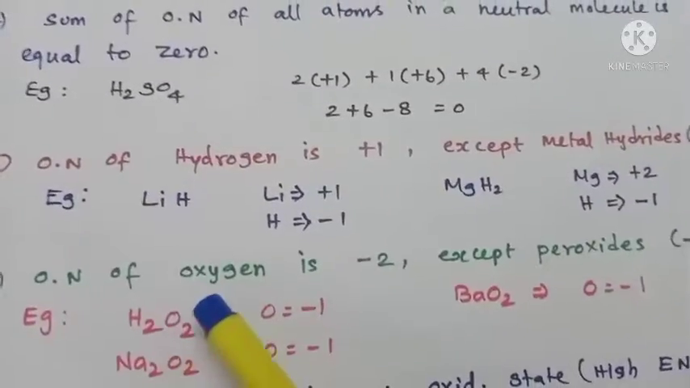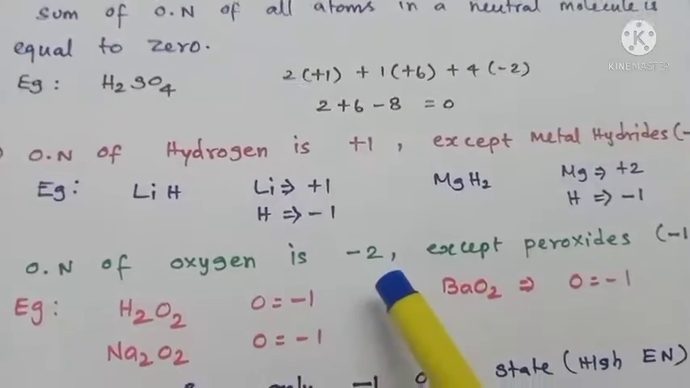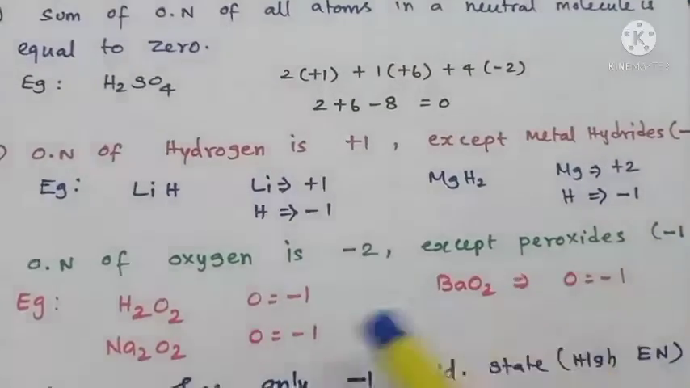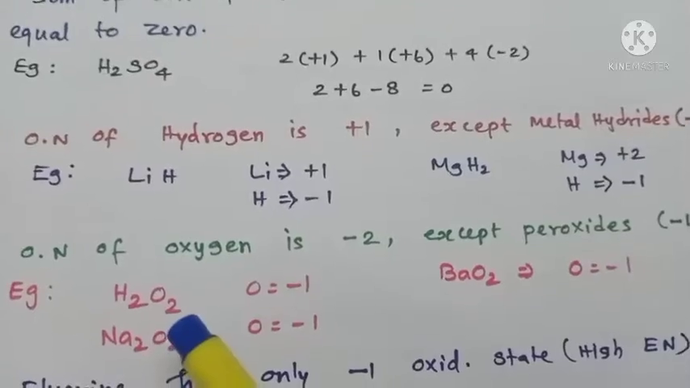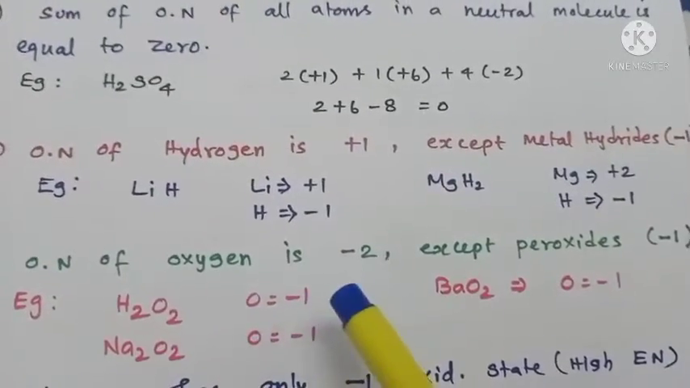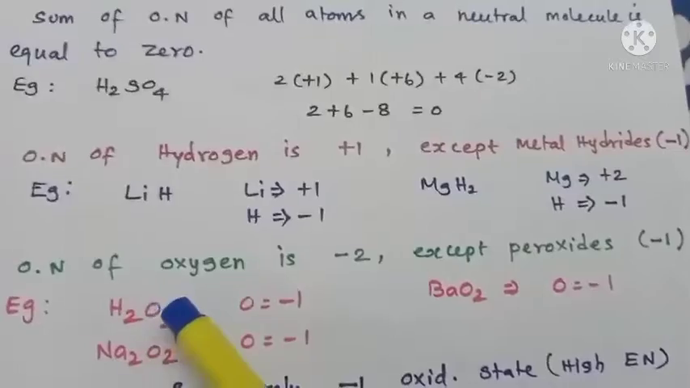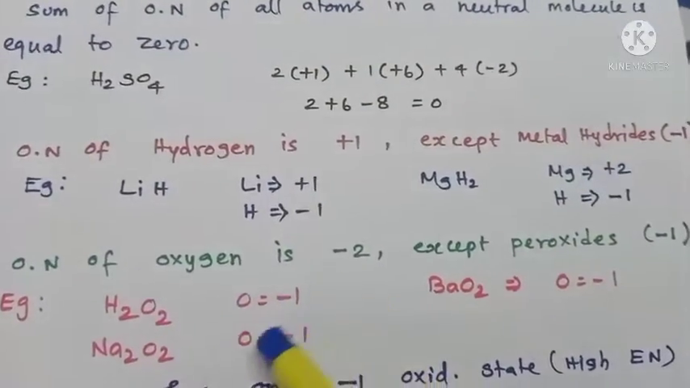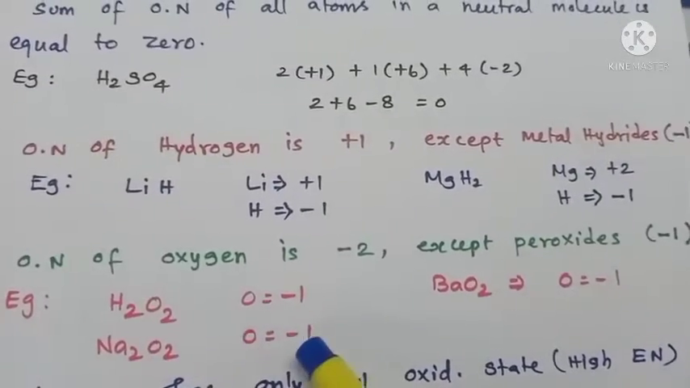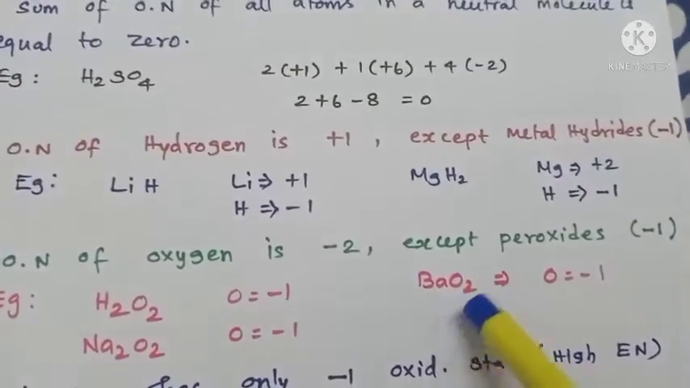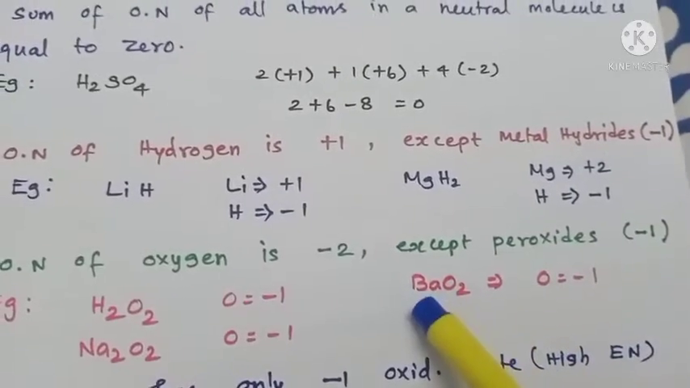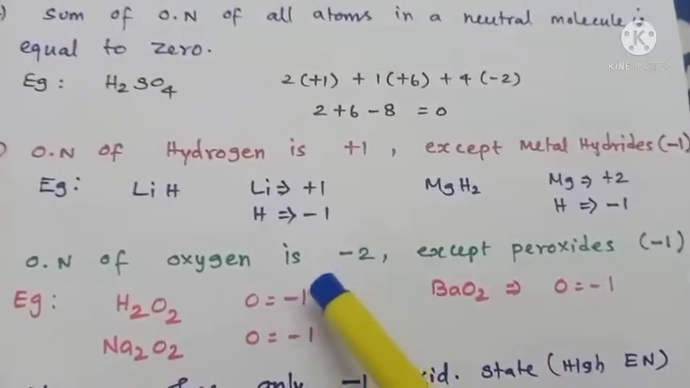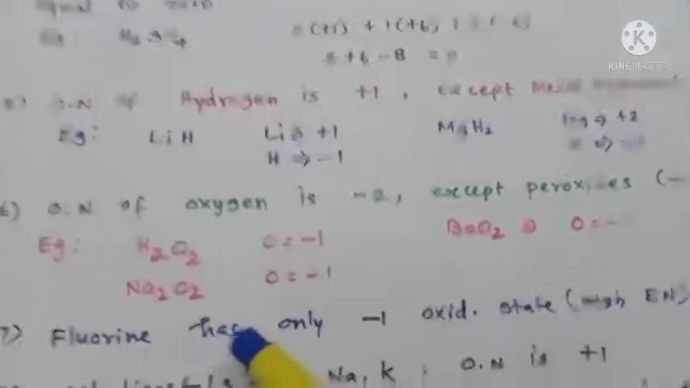Then rule number 6, the oxidation number of oxygen is -2 in most cases except peroxides. Only in peroxides it has a -1 oxidation state. H2O2, hydrogen peroxide. So the oxygen oxidation number is -1, because hydrogen is +2, for oxygen -2, -2 for 2 oxygens, for 1 oxygen -1. Similarly, in sodium peroxide the oxygen oxidation number is -1. Barium peroxide, BaO2, Ba is +2, for O2 it is -2, for O it is -1. Only in peroxides oxygen has a -1 oxidation state.